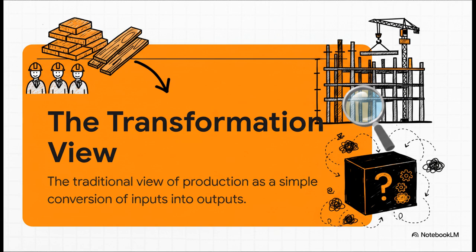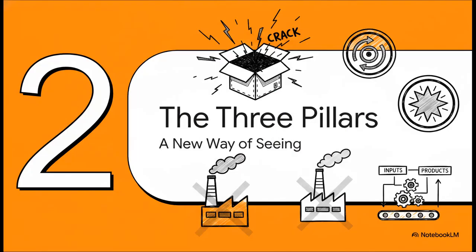But what about all the stuff that happens between the tasks? The waiting, the moving, the inspecting. All of that was just kind of swept into what you could call a black box, completely hiding massive, and I mean massive inefficiencies. So it's time to crack open that black box. TFV theory gives us three distinct but interconnected lenses to view production through. It gives us a whole new way of seeing, and it begins by re-examining that traditional idea of transformation itself.